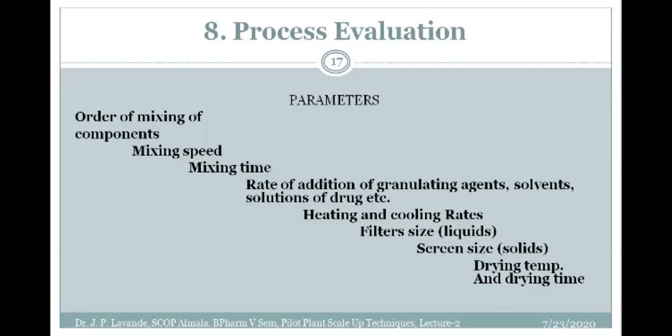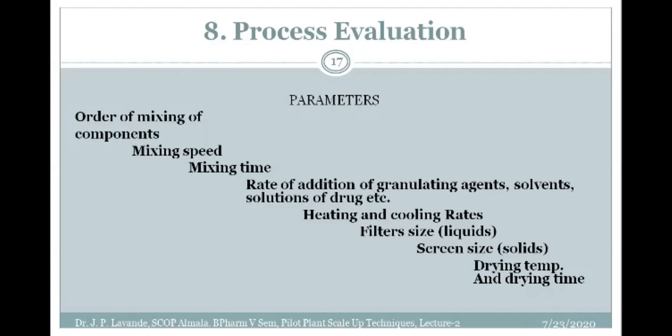We are going to be adding all these ingredients in increasing order. The mixing speed is the speed at which the process needs to be mixed. It should not be too slow, it should not be too high. The RPM should be carefully determined and optimized in order to get the desired specifications. The mixing time is for how long the process needs to be mixed in order to get consistency of mixing of API and coloring agents with the whole mass. Rate of addition of granulating agent, like solvent and the solution of the drug: here the considerations will be associated with the binding agent.